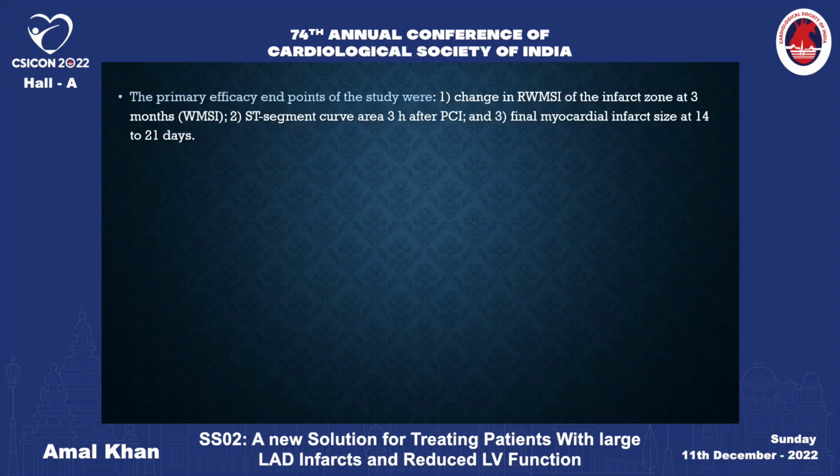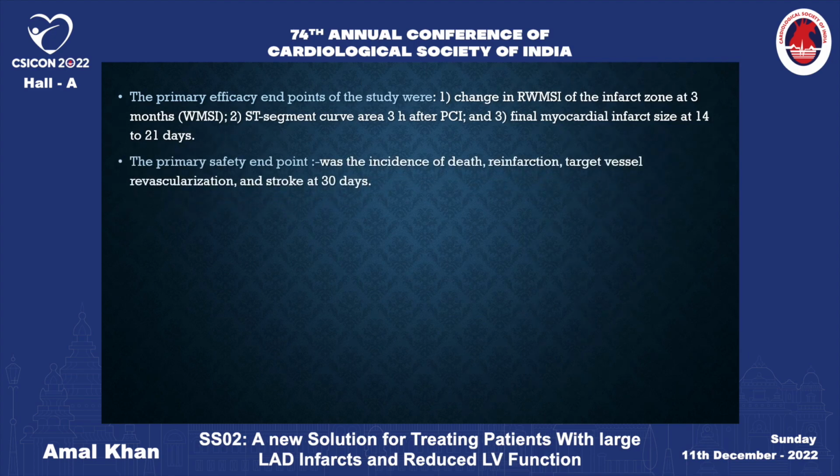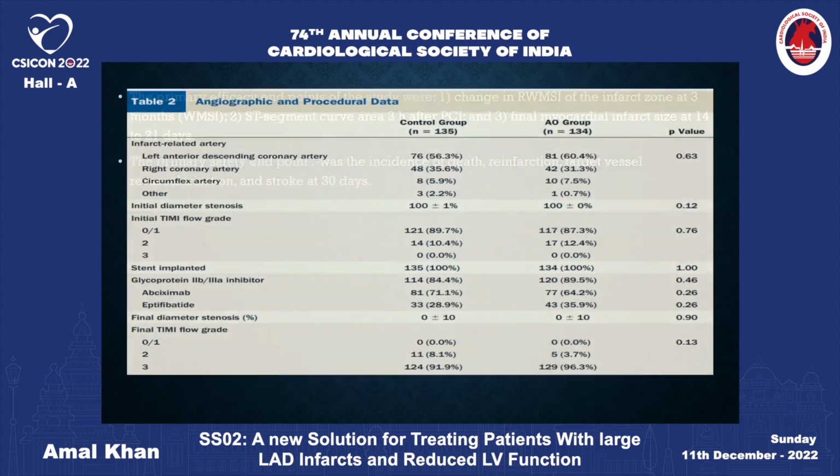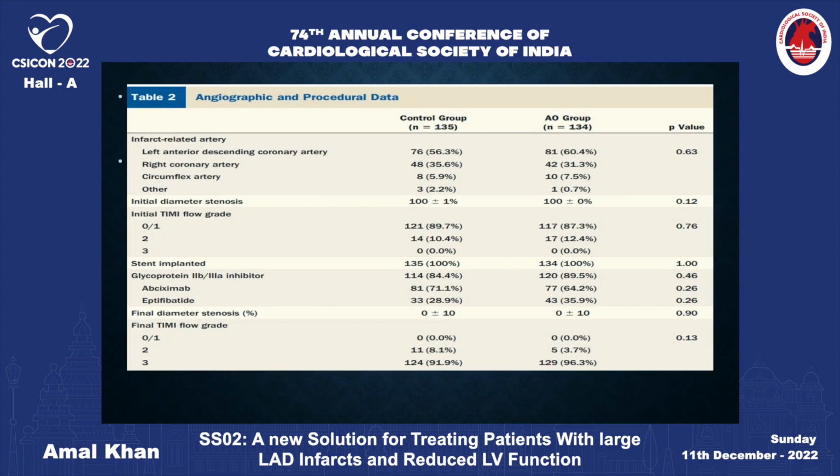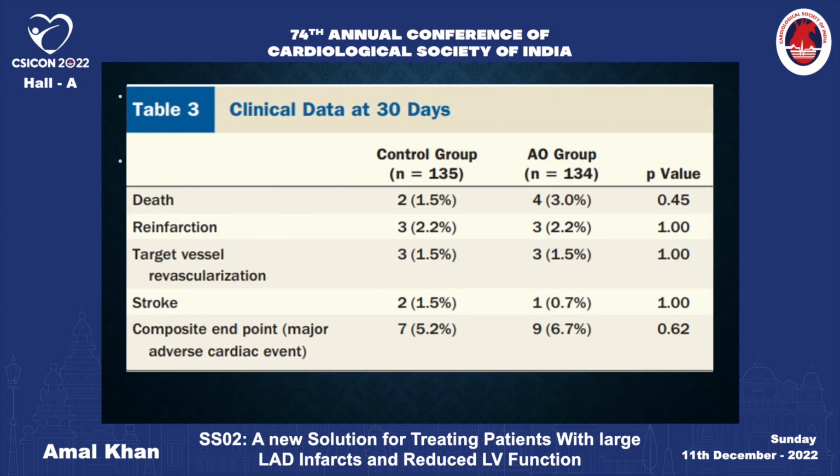So, what they found, before the primary efficacy endpoints were the change in the regional wall motion scoring index of the infarct zone within 3 months, or the ST segment curve area, or the final myocardial infarct size. Safety endpoints were incidence of death, infarction, target vessel revascularization. These are the angiographical and the procedural data between these two groups. And these are the clinical data.